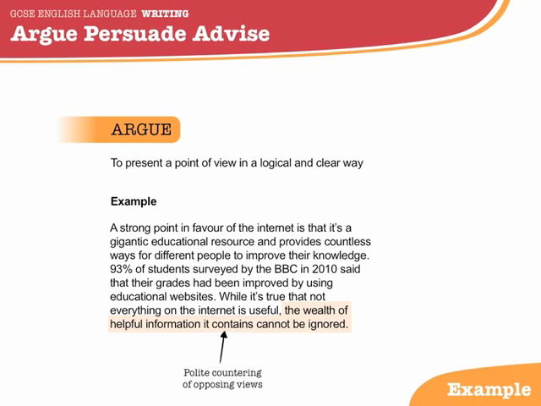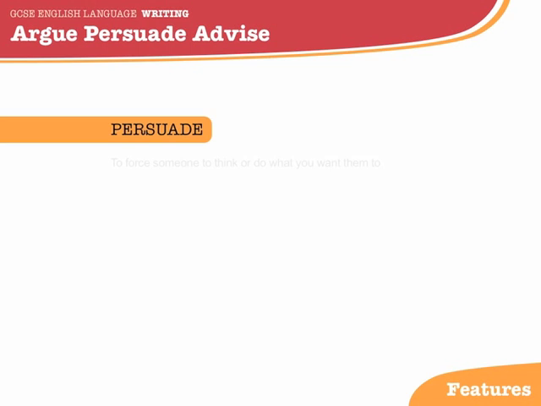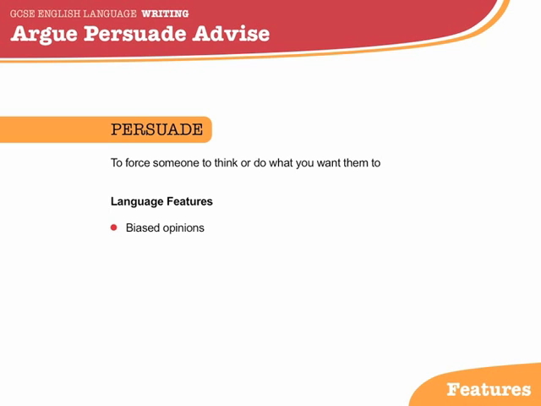Let's move on to the language features of writing to persuade. This writing style is much stronger than writing to argue, and usually includes biased opinions. Because you're looking to change someone's mind, you need to use different tactics. Being biased in your opinions results in much more persuasive writing. The use of emotive language and rhetorical devices are key for writing to persuade. Emotive language prompts an emotional response in the reader, such as anger, fear, sadness or humour. When we feel emotion, we are more susceptible to persuasion.